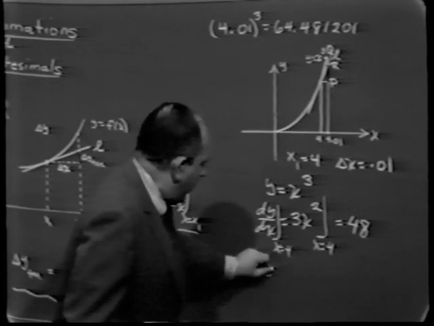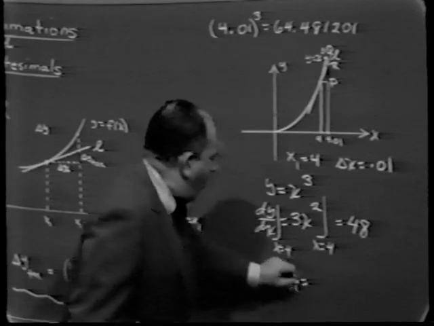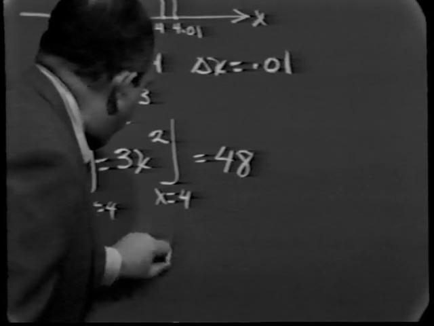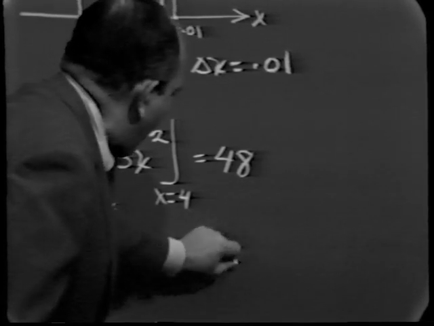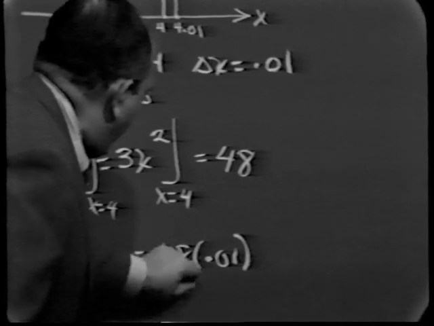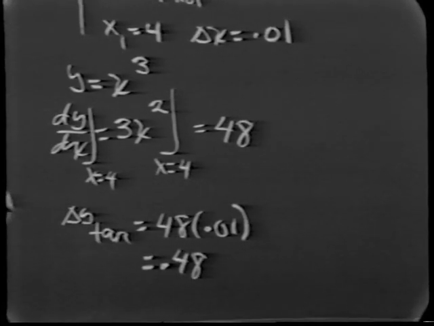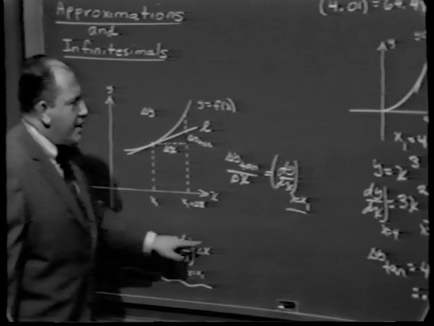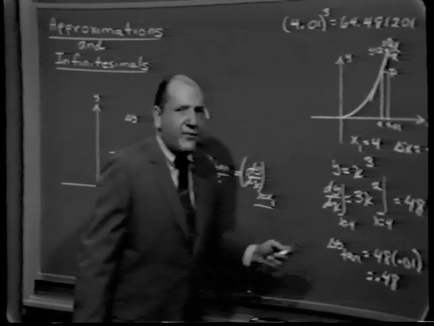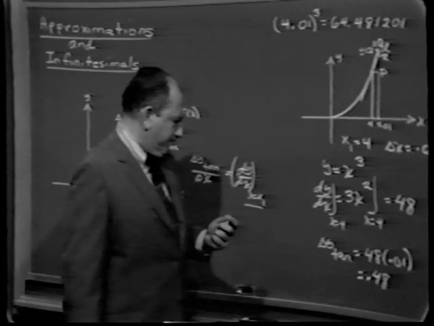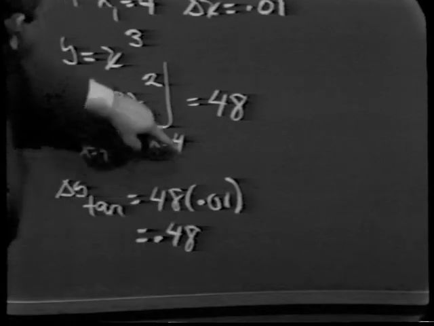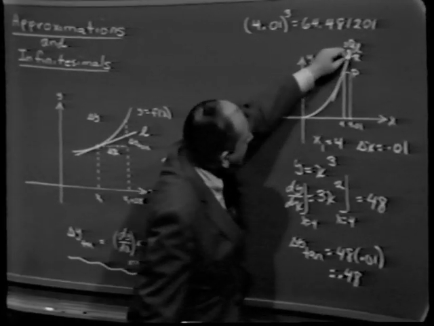So according to my recipe, delta y tan is what? It's dy dx, evaluated at x equals 4, which is 48, times delta x, which is 0.01, and that's 0.48. See, again, let's just juxtapose these two. All I have done now is computed this recipe in the particular example of trying to find the cube of 4.01. And you see, now notice that this 0.48 is exactly the length of the accented line here.